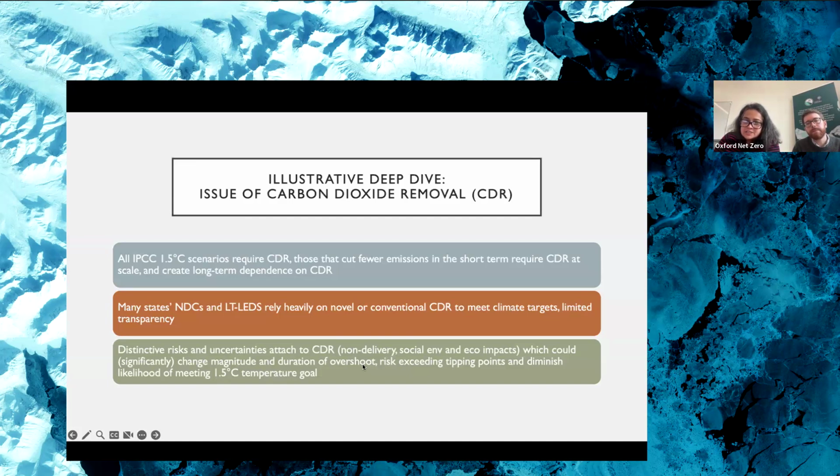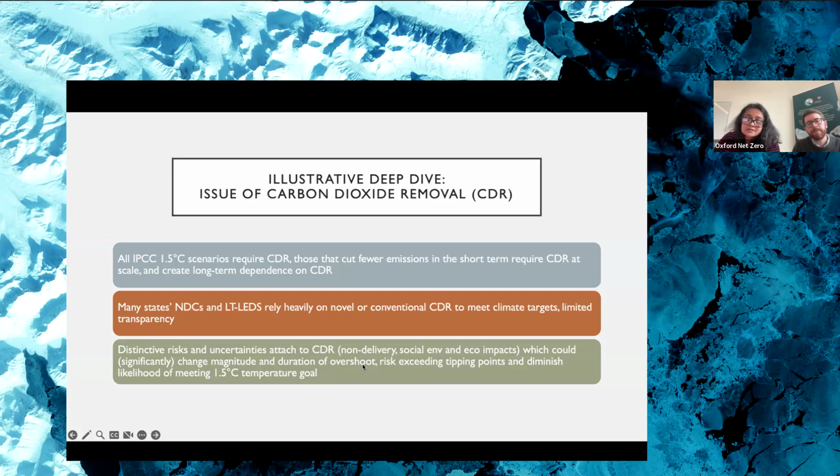And there is very limited sight or transparency on how they're going to do this and what pathways they're going to adopt to do it. So there's very limited information that we have, and there's a lot of ambiguity in the information that is provided in relation to their use and reliance on CDR.